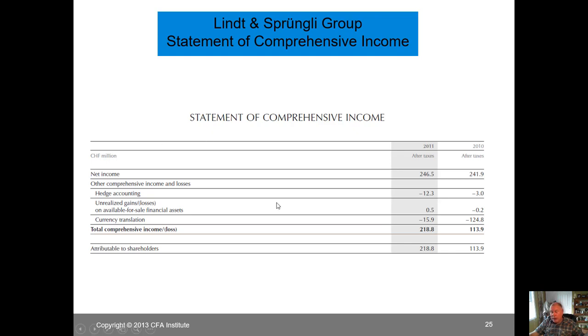Here's just a little sample of a statement of comprehensive income. You can see it brings in net income, but then it brings in hedge accounting, unrealized gains or losses on sale of financial assets, and currency translation. So we actually start with net income. When we get to comprehensive, it's a different number because of some adjustments that we don't record in net income under GAAP or IFRS, but we specifically do in comprehensive income. We just have to be aware.